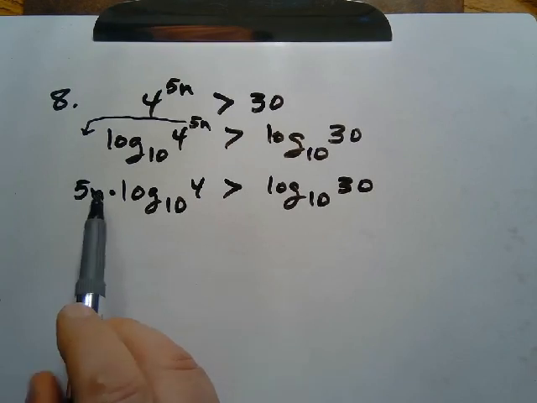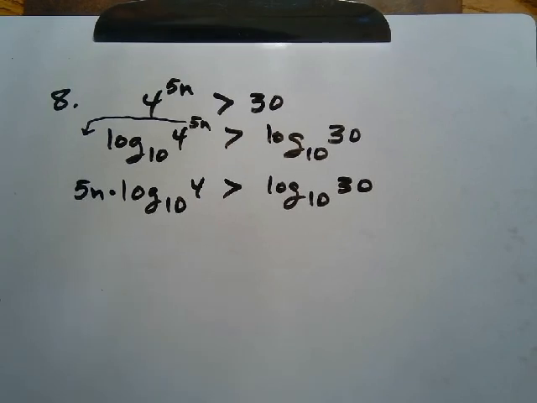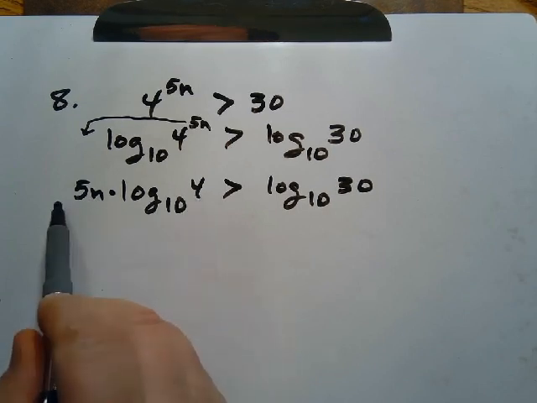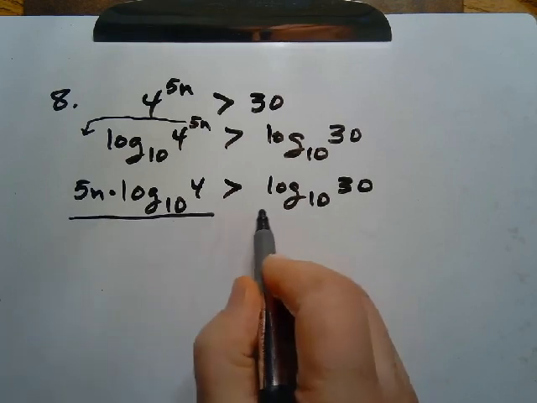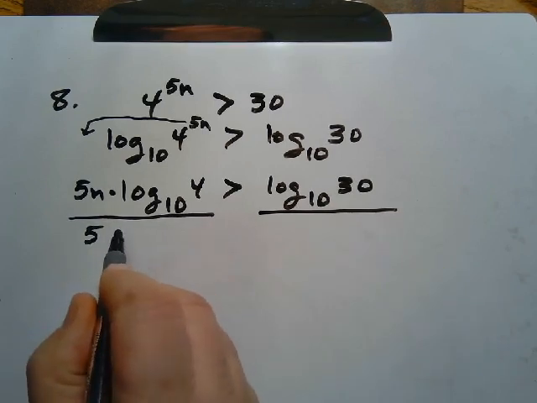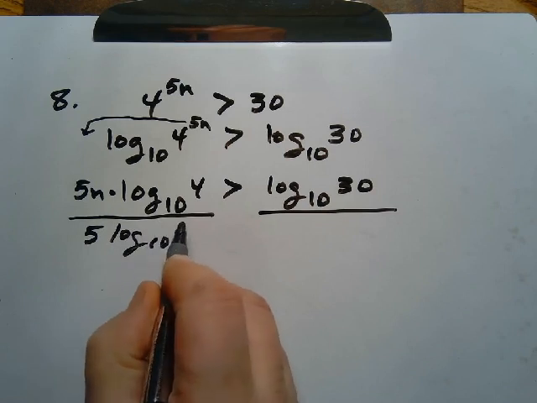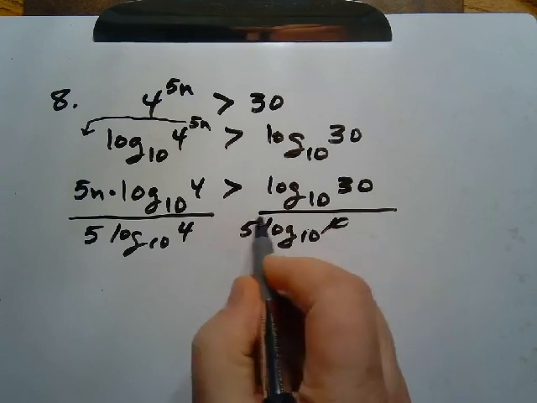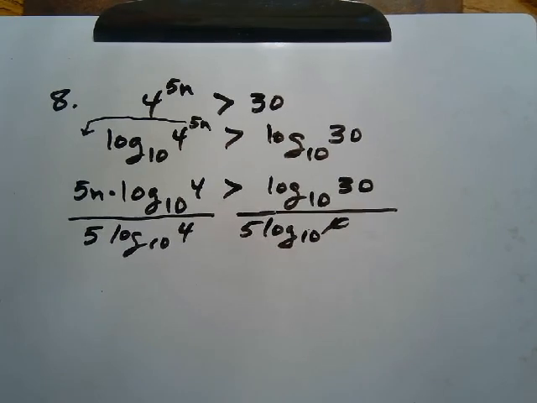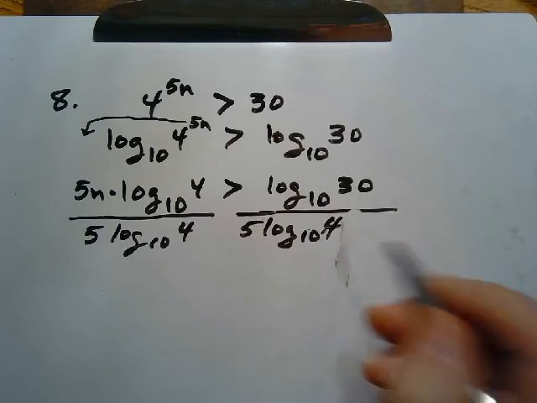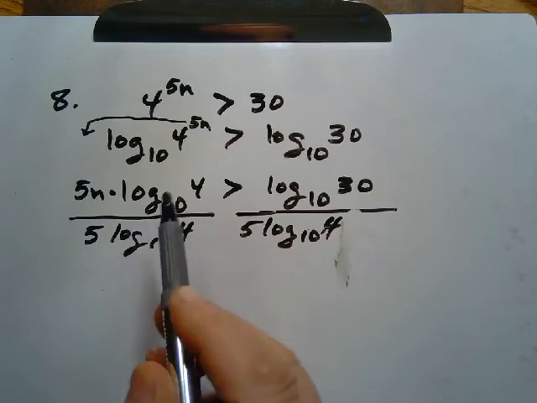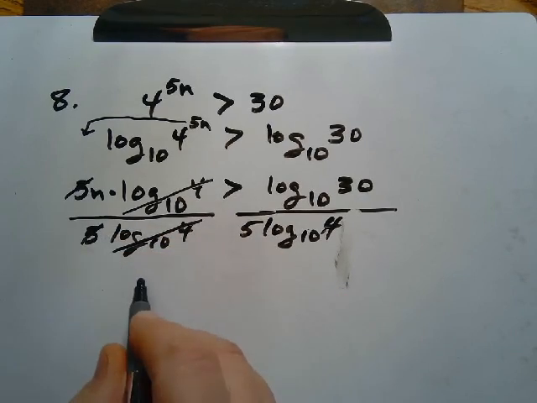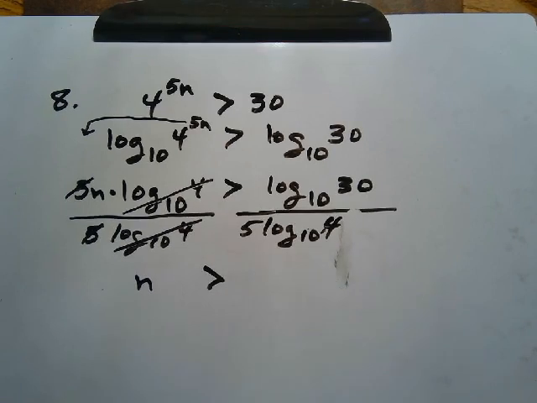Now, my goal is to get n alone. Well, the good news is it's down on the line now, which is what I wanted to do. n has been multiplied by log base 10 of 4 and also 5. So I'm going to divide both sides here by 5 and by the log base 10 of 4. Both sides have been divided by the same thing. And what should end up happening here is log base 10 of 4 cancels, and these 5s will cancel, and we're left with n is greater than this guy right here.